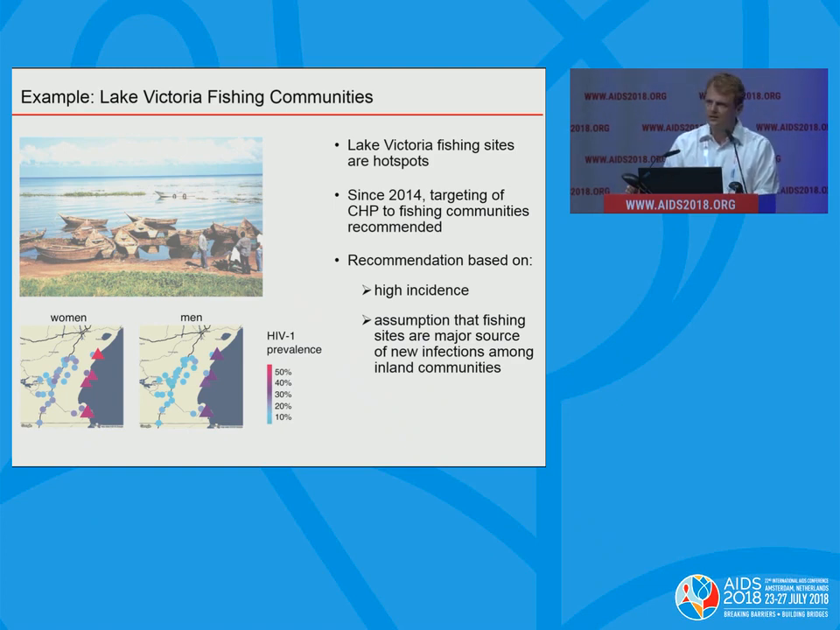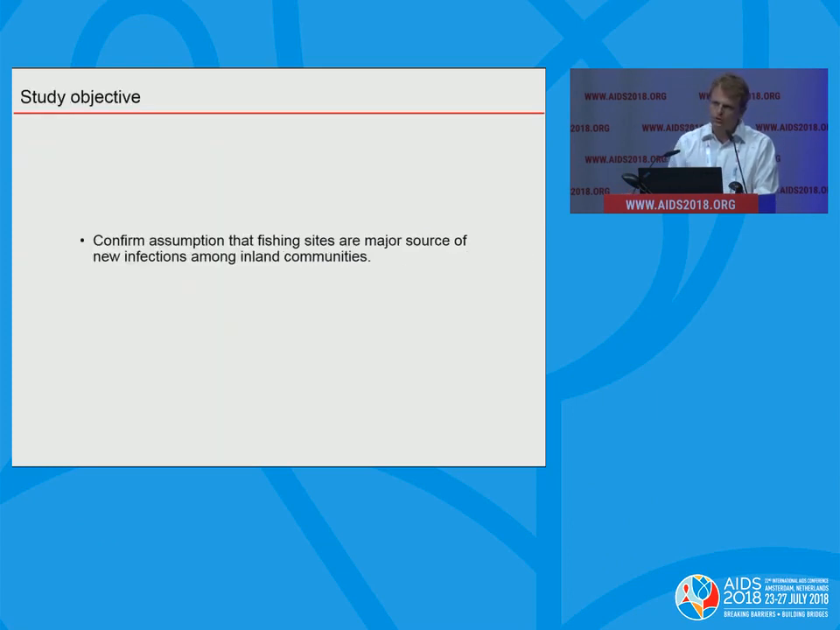And this test and treat strategy was based on the recommendation, of course, of high HIV incidence at these sites, but also on the assumption that fishing sites are a major source of new infections further inland. And to bolster this geographic targeting and aid this effort at the local level, we set out to confirm this assumption. So this was the purpose of our study.